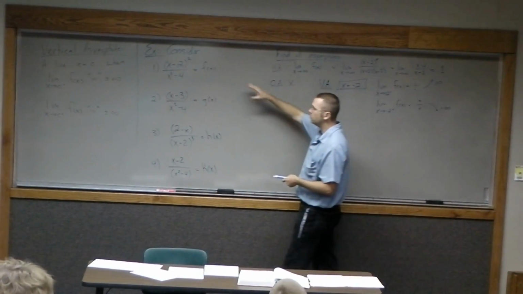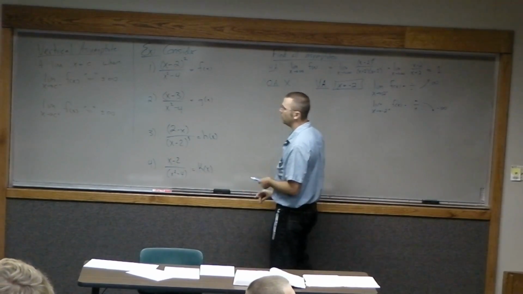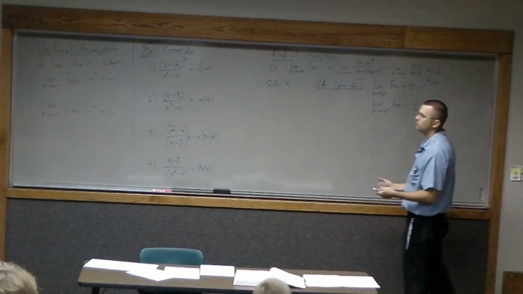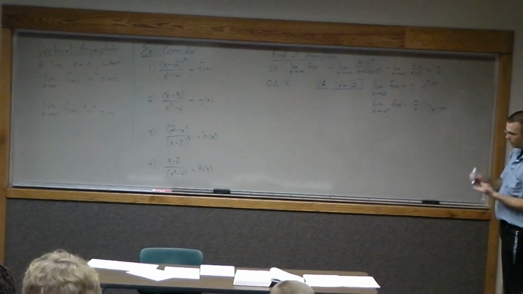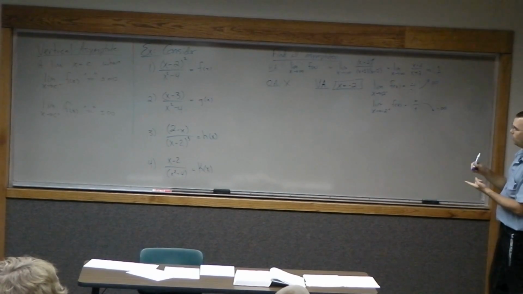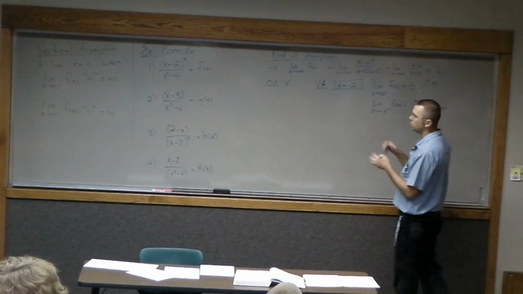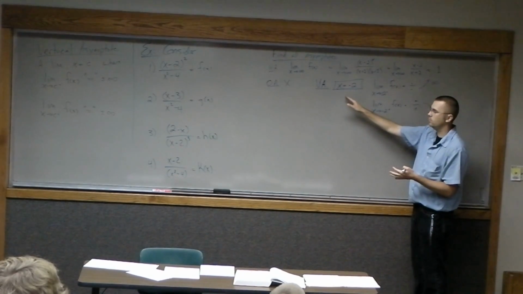For most rational functions like this, for most of these fraction-type functions that we're dealing with here, vertical asymptotes are going to occur at places where we're trying to divide by 0 in the denominator. Whenever we're trying to divide by 0, those are the values we need to check to see if there are vertical asymptotes there.